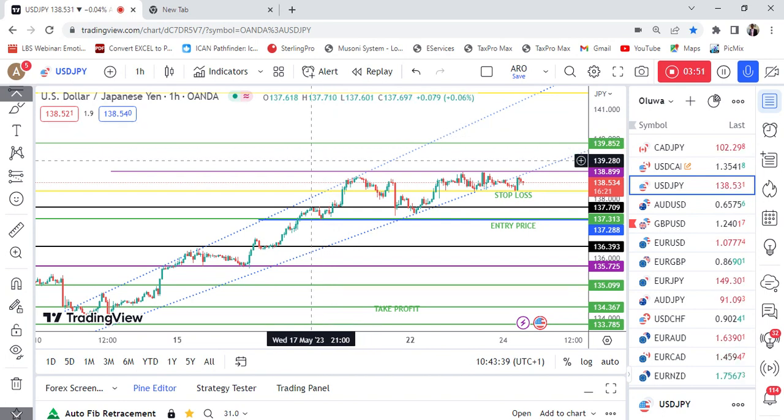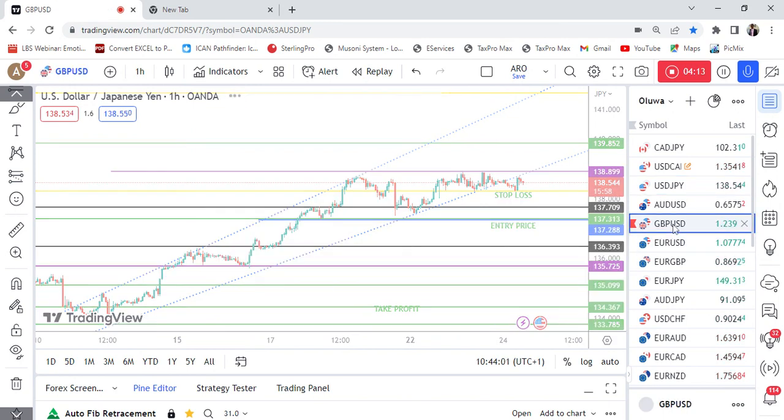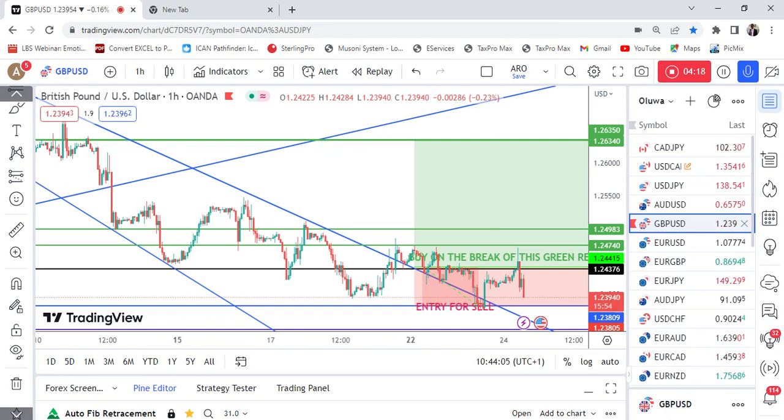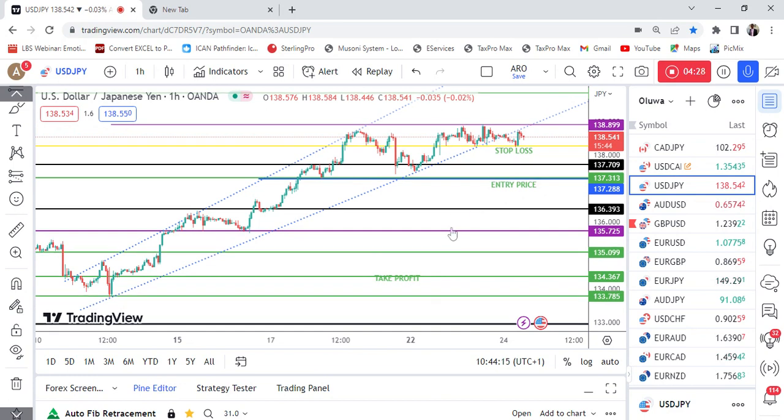This is a resistance. This is another resistance here equal to support, and this is another resistance here. So what is the path of those resistances? Is it an upward movement? Like this is moving upward. Now let's check another pair. Like this, now it shows that it's in a downward movement. It gives us the direction of the market to know where to enter the trade from.